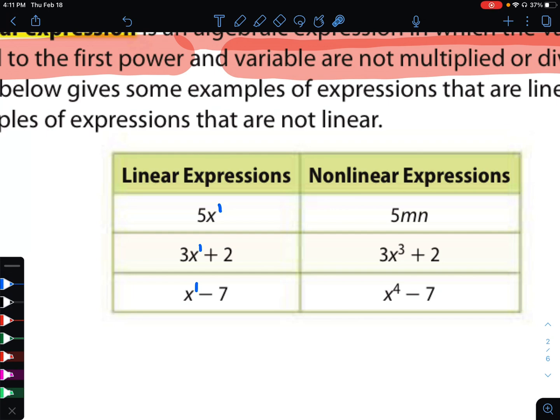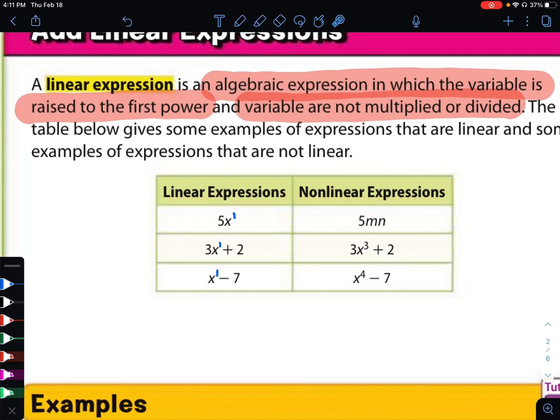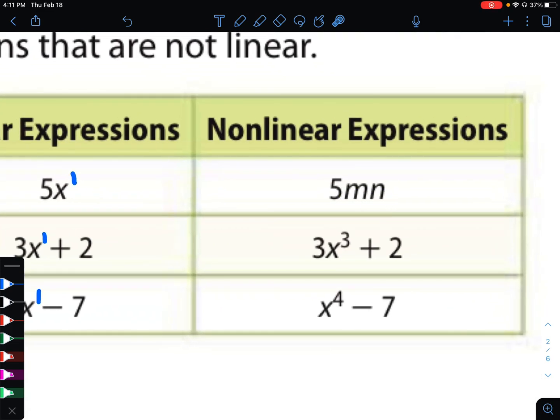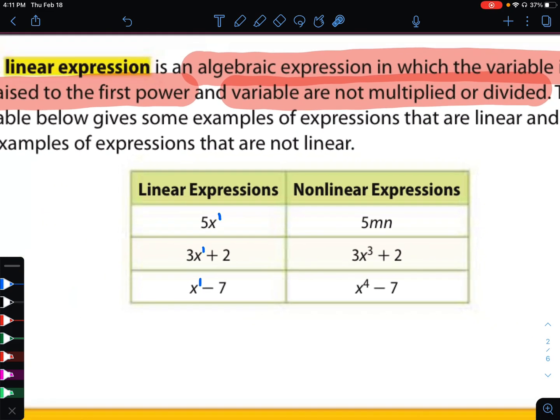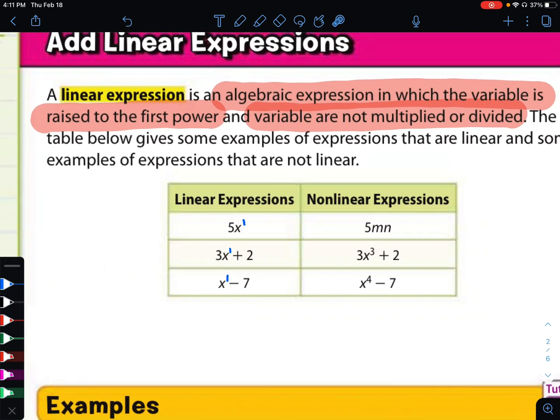5mn is nonlinear simply because the variables should not be multiplied or divided. And in this case, m times n is being multiplied. So that's not a linear expression.